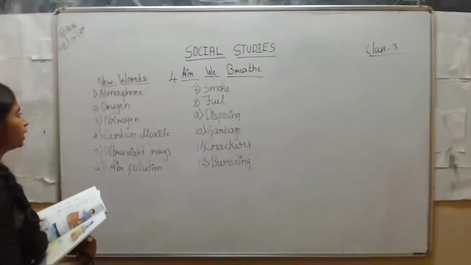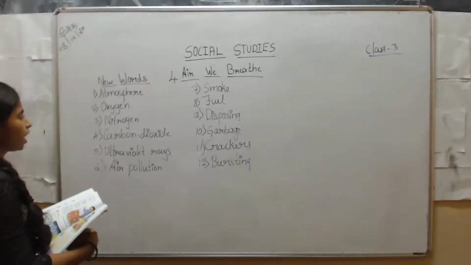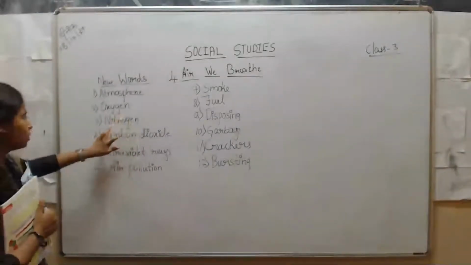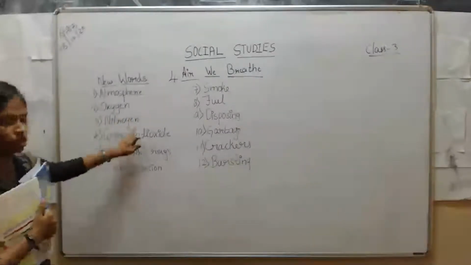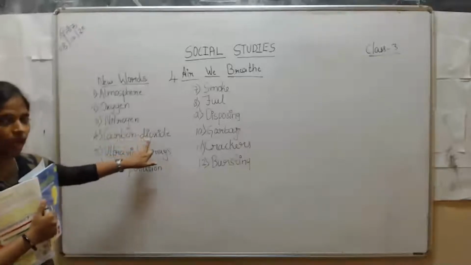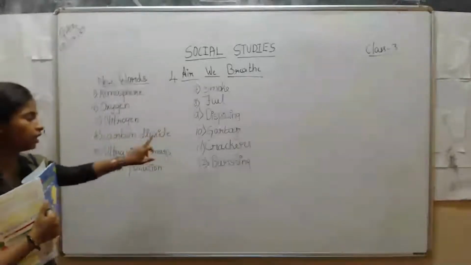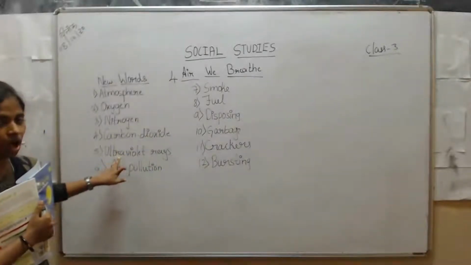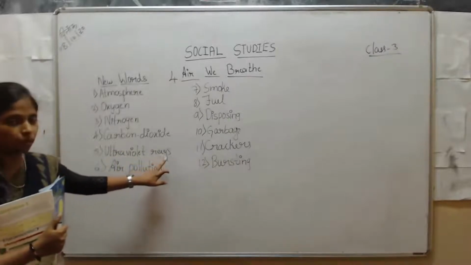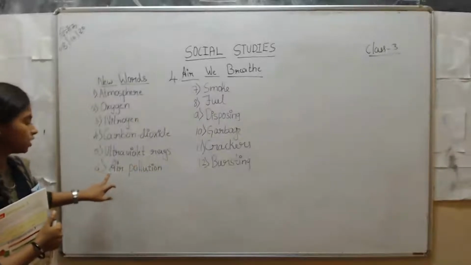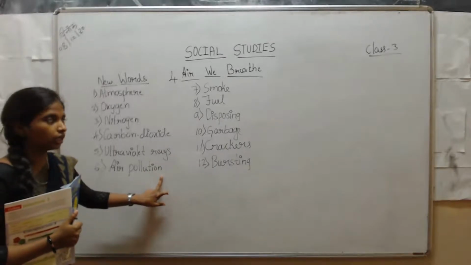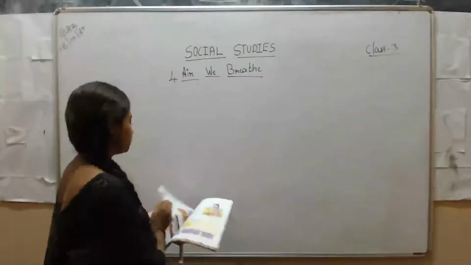First one is atmosphere, and oxygen. Third one, nitrogen. Carbon dioxide. Ultraviolet, ultraviolet rays. Sixth one, air pollution.